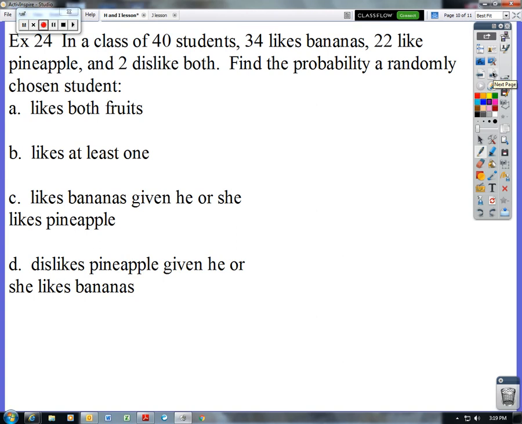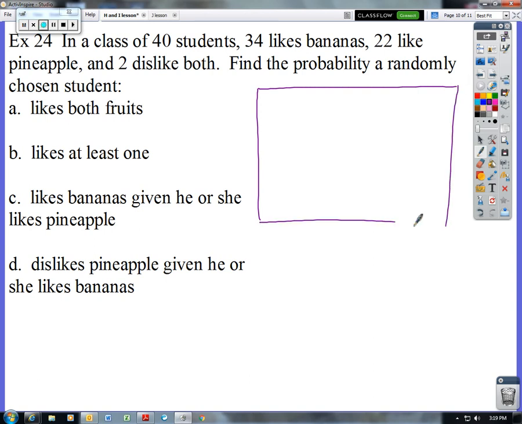Moving right along, example 24. I've got a star by that one, it must be interesting. In a class of 40 students, 34 like bananas, 22 like pineapple, and 2 dislike both. Notice they don't tell us how many like both bananas and pineapple. That's probably why I starred this problem.